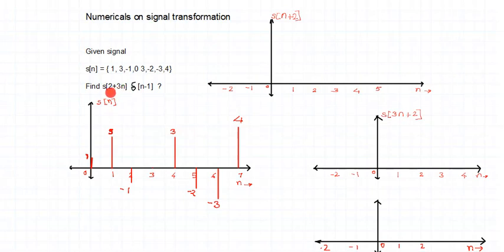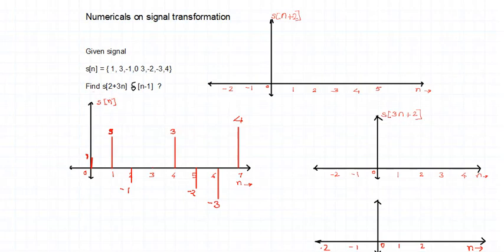So there are 2 operations. There is no minus sign here to n, so no reversal. Right. So there are 2 operations which we need to do. Which are they? It is shifting and it is scaling. So according to the rules, we have to do shifting first. So we are going to shift the signal. By what amount? By a factor of 2.